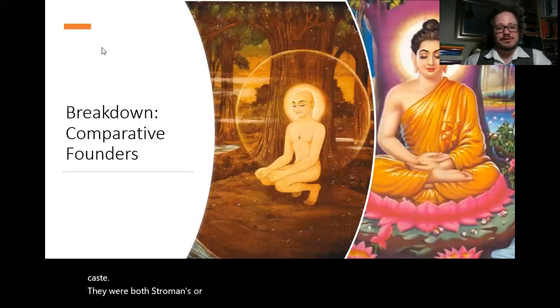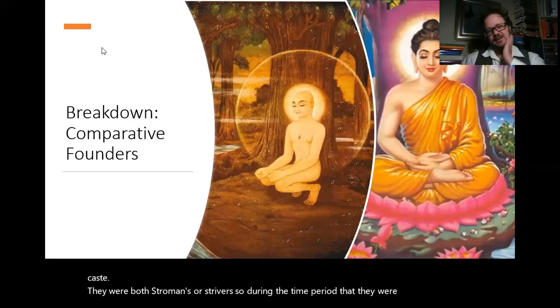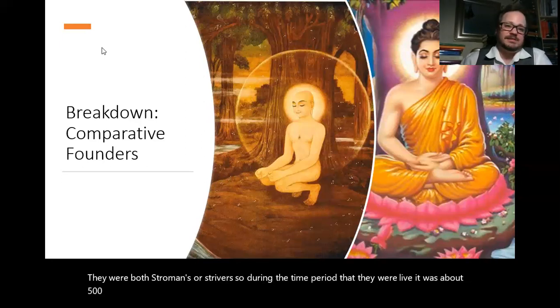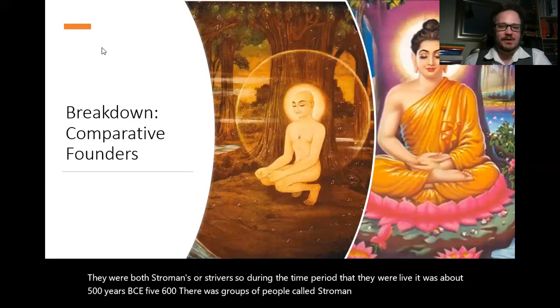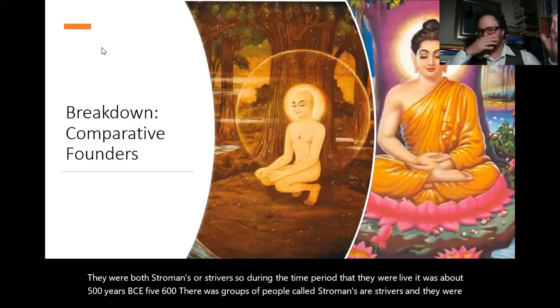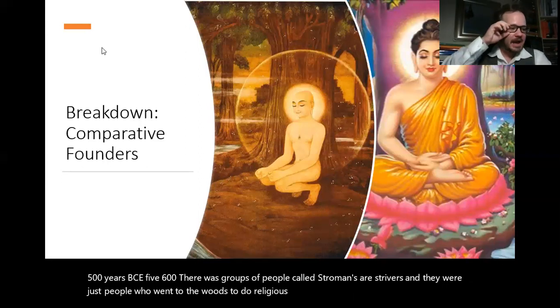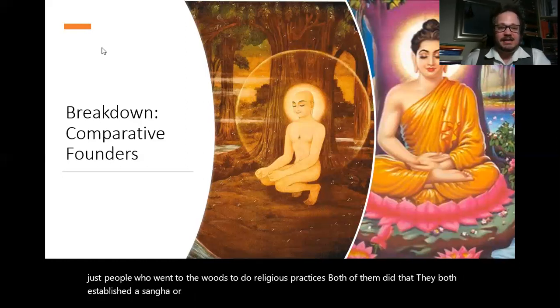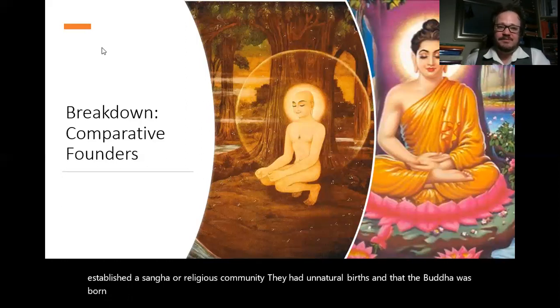During the time period that they were alive, which was about 500 years BCE, 600, there were groups of people called Shramanas or strivers, and they were just people who went to the woods to do religious practices. Both of them did that. They both established a sangha or religious community. They had unnatural births, in that the Buddha was born without pain, and he stepped 7 steps and said, I will become enlightened in this lifetime.